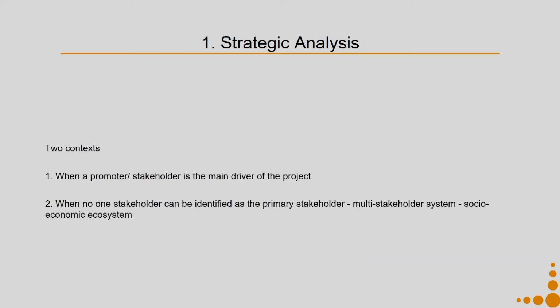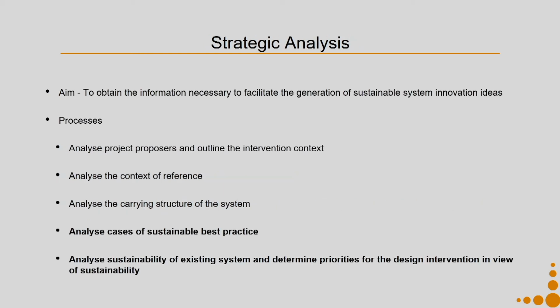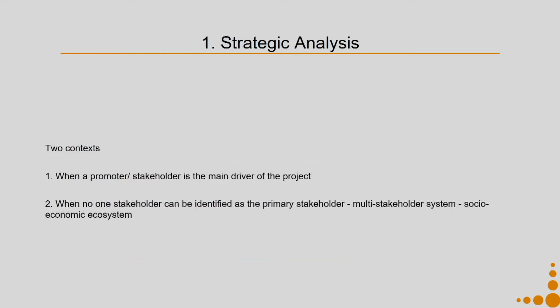So, for strategic analysis, as I told you in the previous slide, the first process is to analyze project proposals and outline the intervention context. Now, in order to do this first process, I need to understand my project proposal. We found that there can be two contexts for this project proposal. Context one is when there is a project proposer who can be a promoter or a stakeholder who is the main driver of the project.